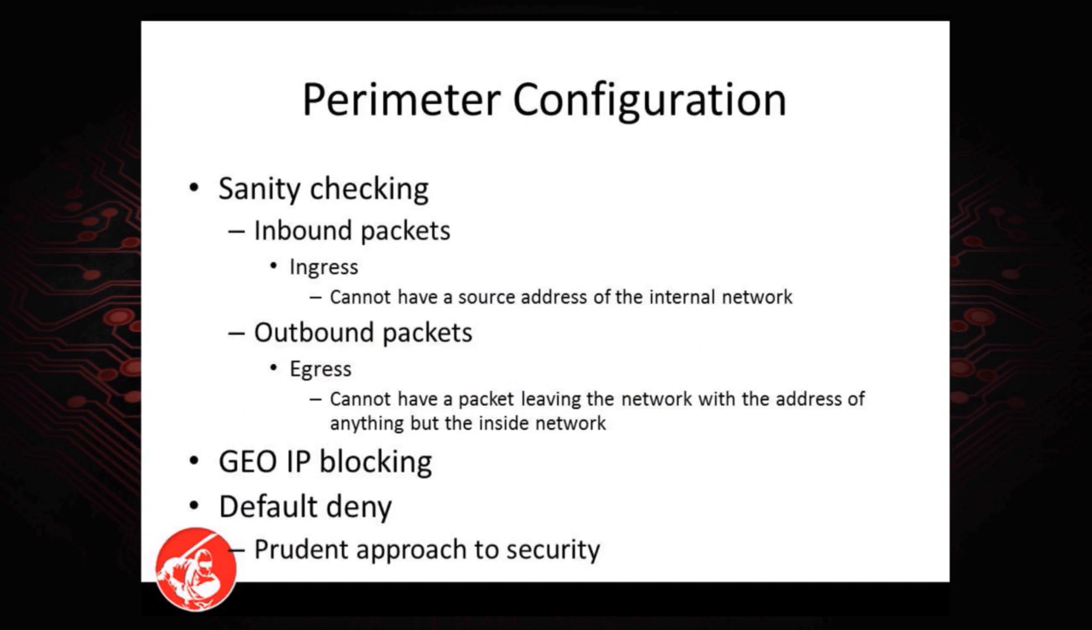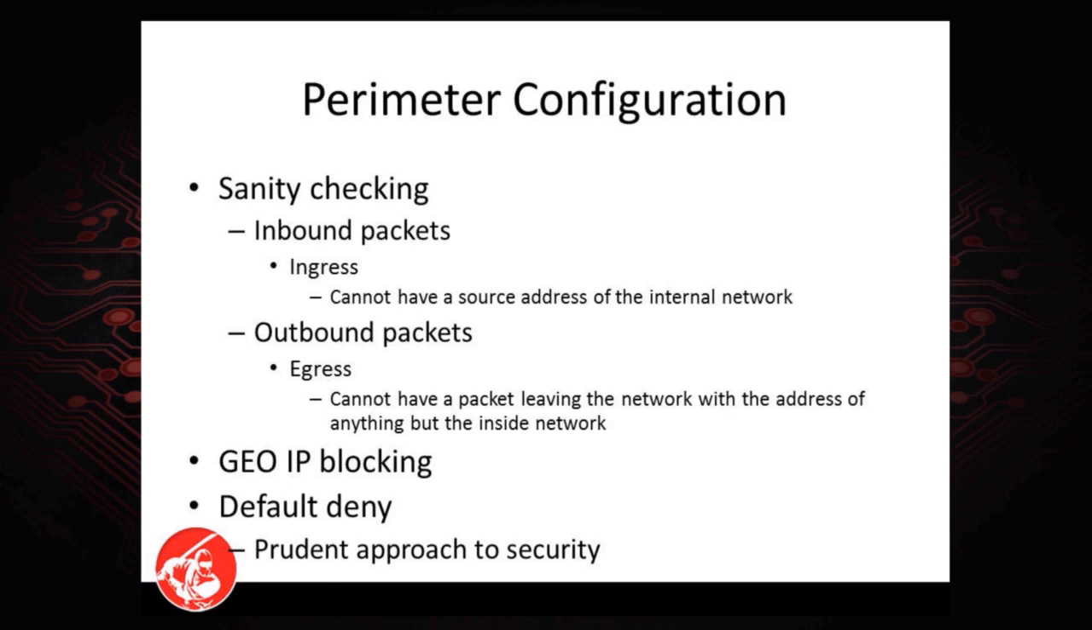So what do we do in perimeter configuration? We know most organizations do what we call sanity checking. They're ingress filtering. We cannot have a source address of the internal network. So the first thing we do when we're testing this from a red team standpoint, we spoof the address inside of the router. If we get communication, any accepted packet, we know they're not doing proper sanity checking. In outbound packets is egress, as we said. We cannot have a packet leaving the network with the address of anything but the inside network. If they allow that, then there's a problem there.